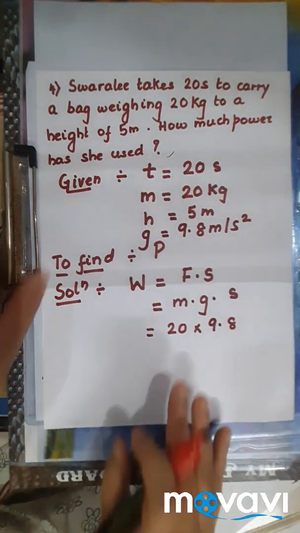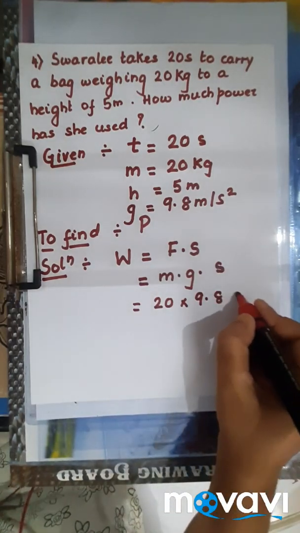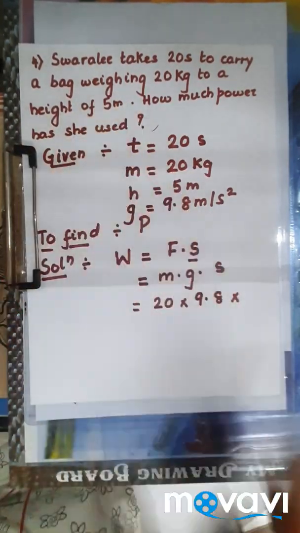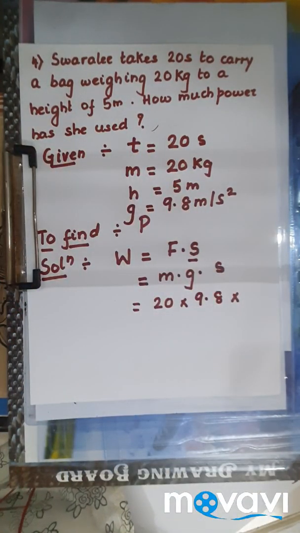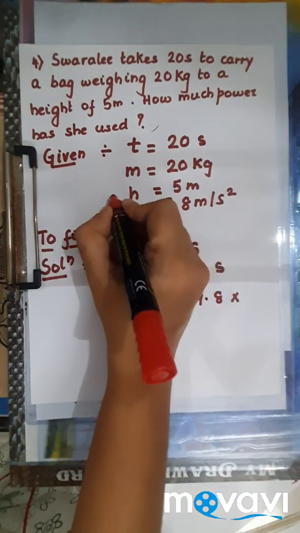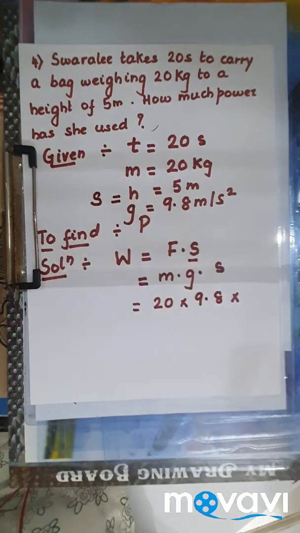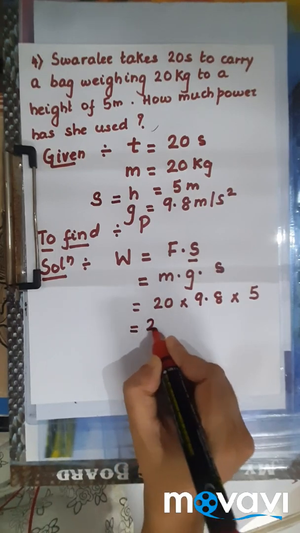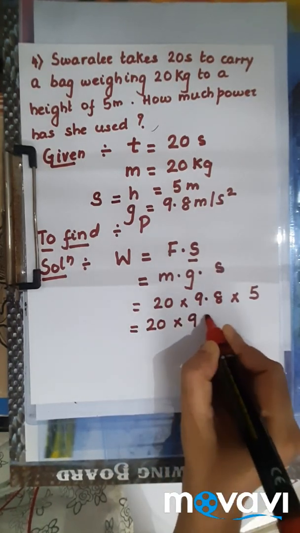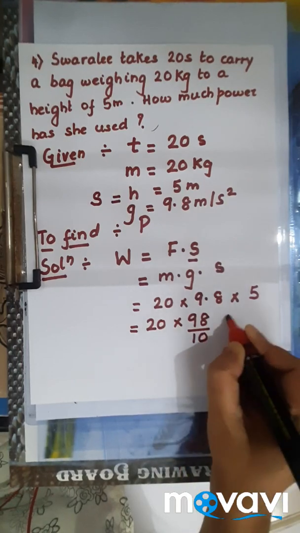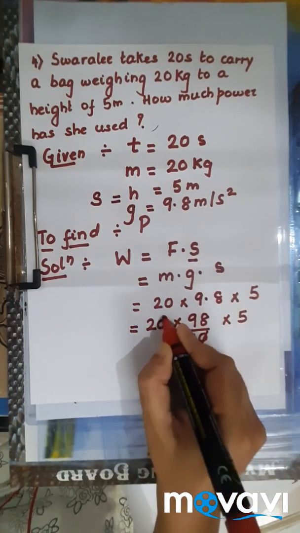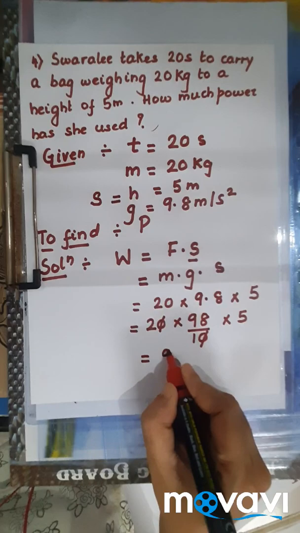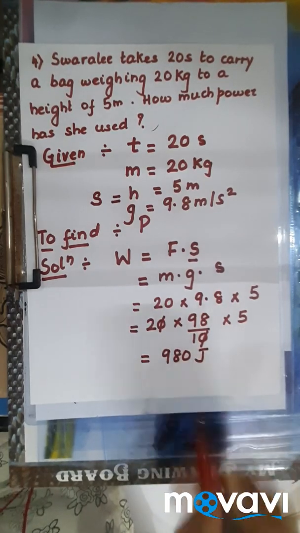Now the next one, into s, the displacement, to a height of 5 meters. So this is the displacement of the body, right? That is 5 meters. So here h is equal to s. That's why I'll put it out here. Okay, so this is equal to 5 meter. So that is 20 into 98 upon 10 into 5. So I'll cancel this 2. 5 2s are 10, 10 9s are 980 joule.